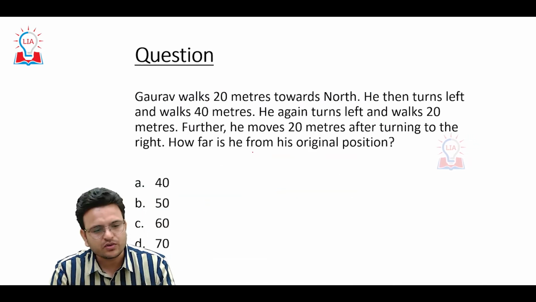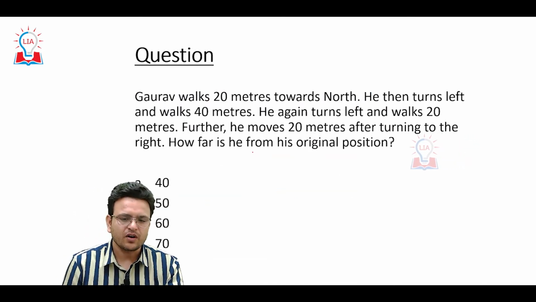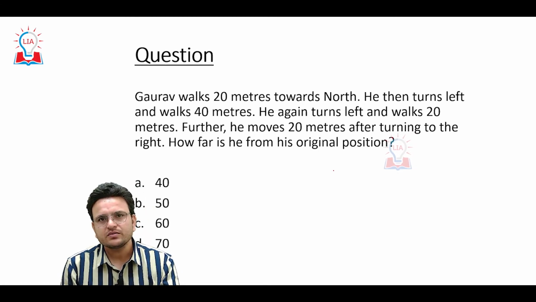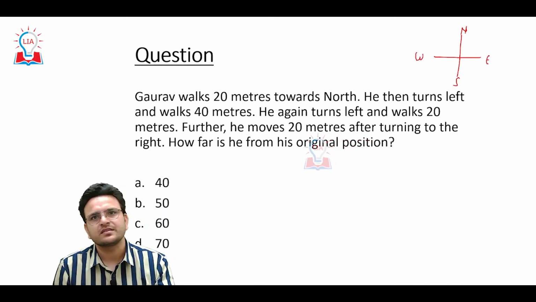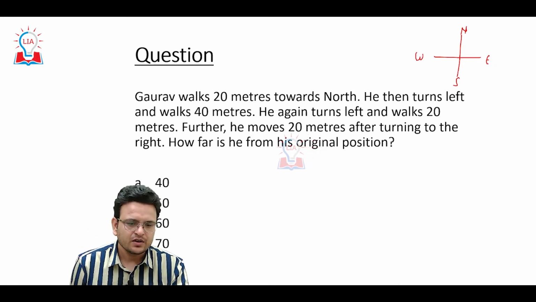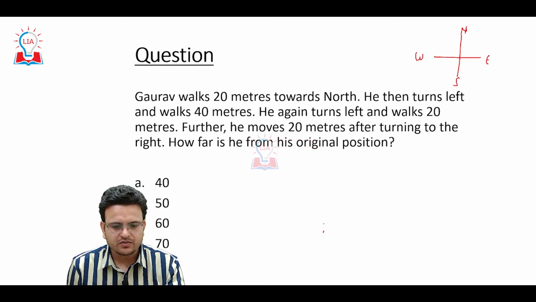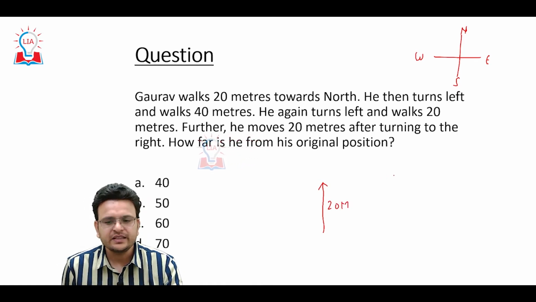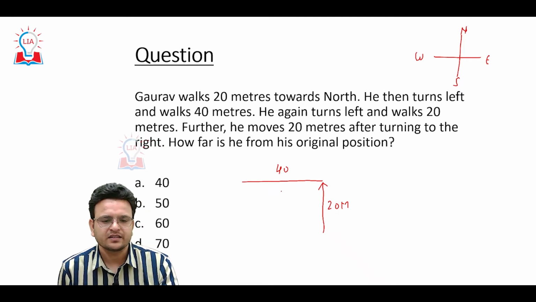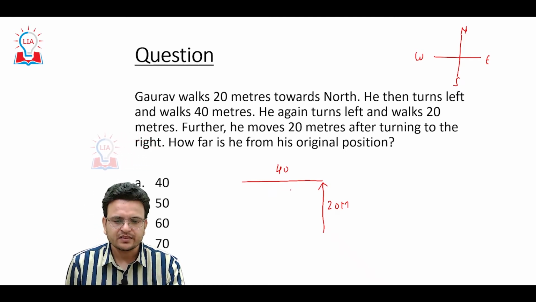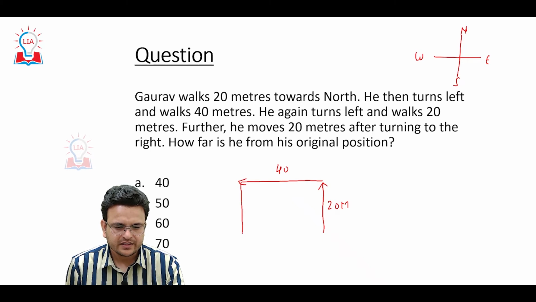Let's see one more question. Gaurav walks 20 meter toward north. Whenever you start, you have to think about north, south, east, west, and then you have to draw the diagram. Gaurav walks 20 meter toward north. He then turned left and walked 40 meter. He again turned left and walked 20 meter.